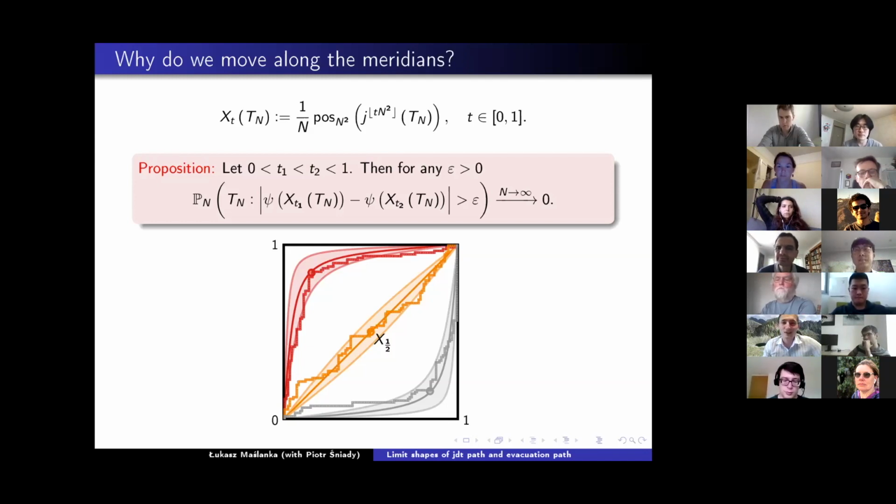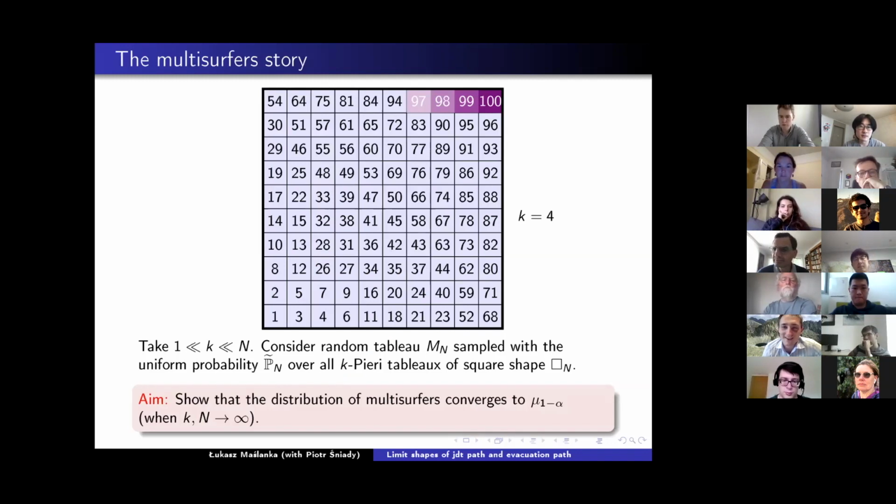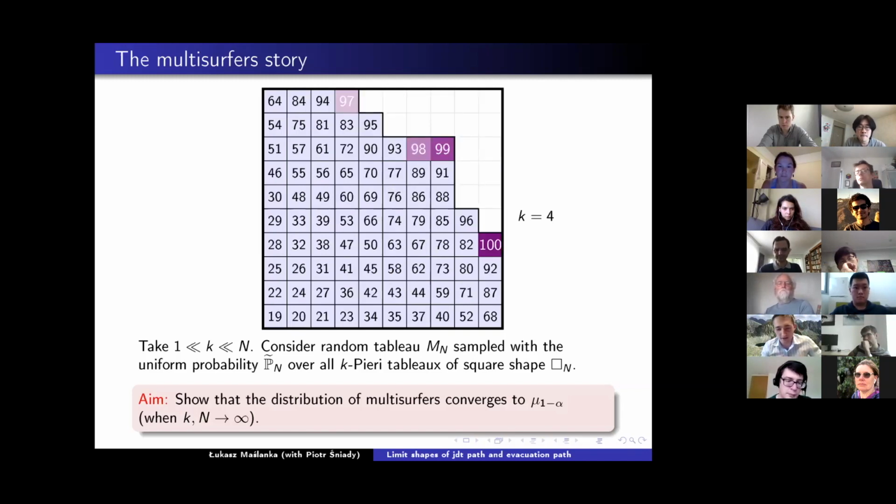To prove it, we introduce some suitable point of reference, which we call the multi-surface story. In this story, we are observing not a single box, but k boxes with the biggest numbers in the tableau, and we assume that they are ordered increasingly from northwest to southeast. And if you apply geodetical to such a tableau, then it still has this property that the k biggest boxes are ordered increasingly from northwest to southeast.